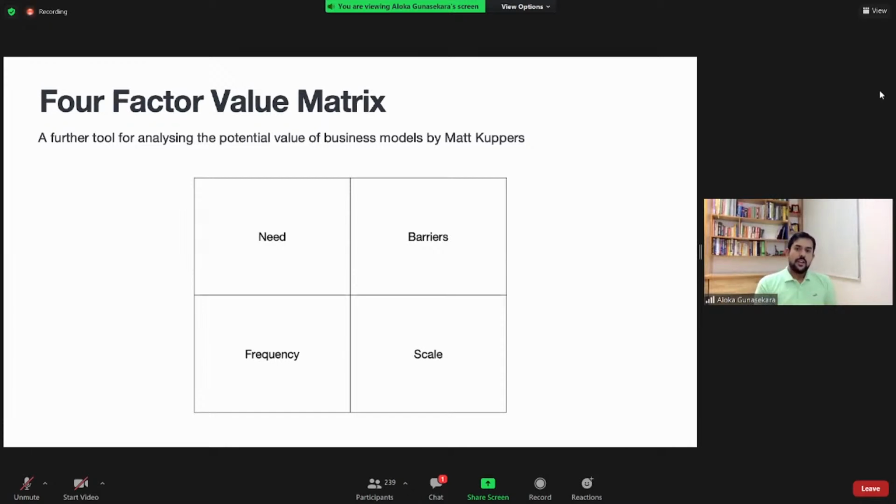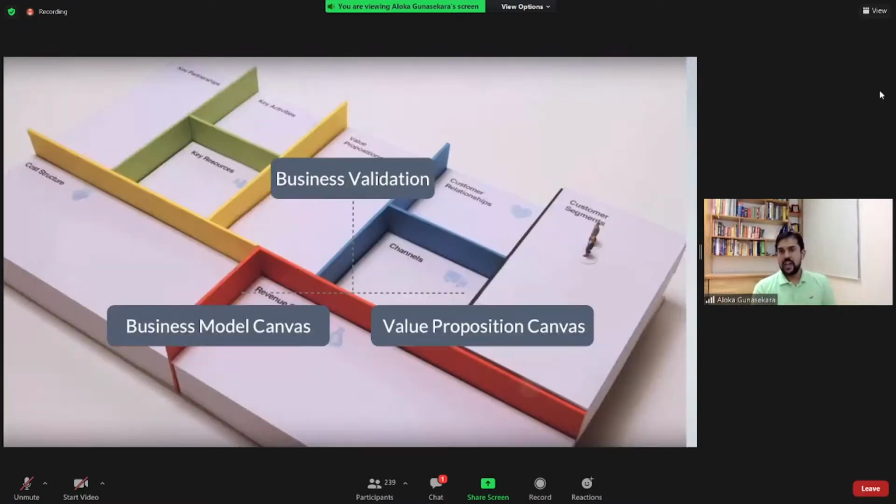Now, from that point onwards, let me come to the meat and potatoes, which is the business validation. And in it, I'm going to talk about two different tools. My first tool is the business model canvas, and my second tool is the value proposition canvas. I can explain the business model canvas and the value proposition canvas a little later. But what I would like you to do is have a look at the video from Strategize itself, because it's doing an absolutely amazing job in explaining what the business model canvas and the value proposition canvas is.